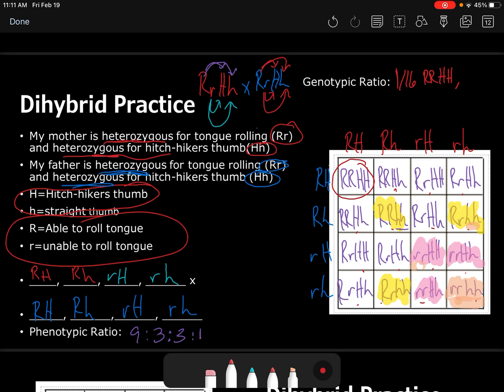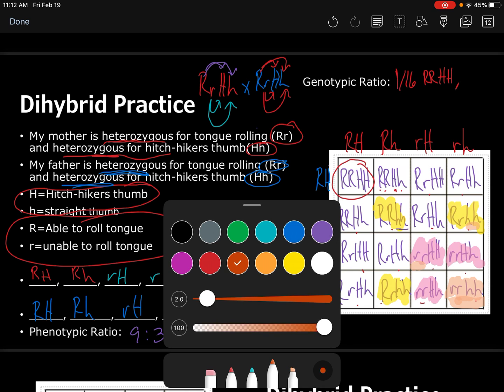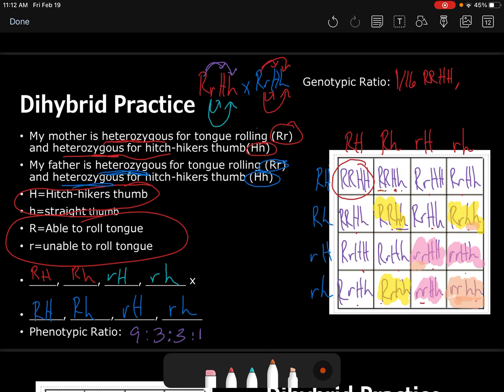Okay, next. So we have big R, big H, little h. So let's take a look here and see how many of those we have. So we have 1, and 2. So look for any more big R's. Nope, doesn't look like we have any more. So I have 2 out of 16 that are big R, big H, little h.